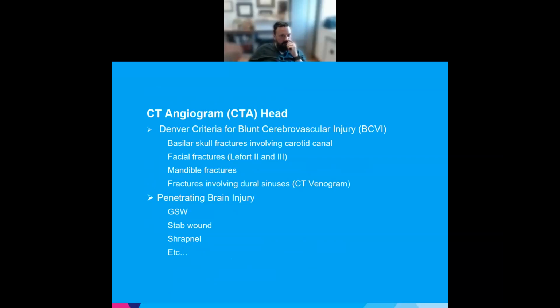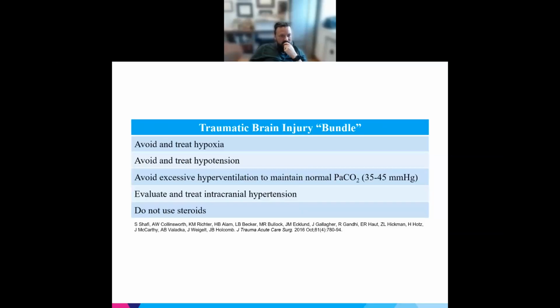Again, somebody that decompensates rapidly, unless you just had a CTA of the head, it's probably a good idea to get a CTA of the head if it's a TBI, stroke, or ICH patient, to make sure there's not a cerebrovascular cause of their decompensation. So, this is a bundle that was put together that I was involved in for TBI, but it applies to a lot of neurosurgical patients, at least cranial patients.